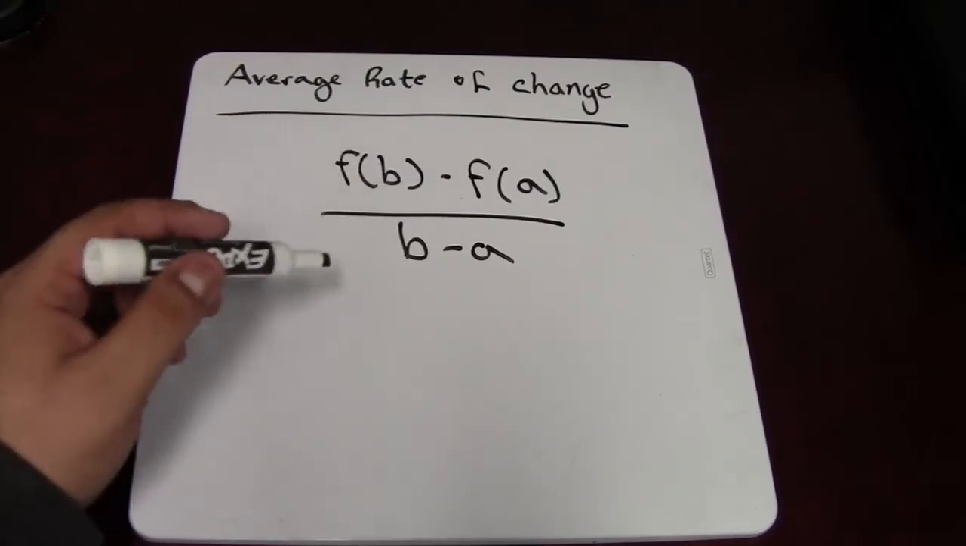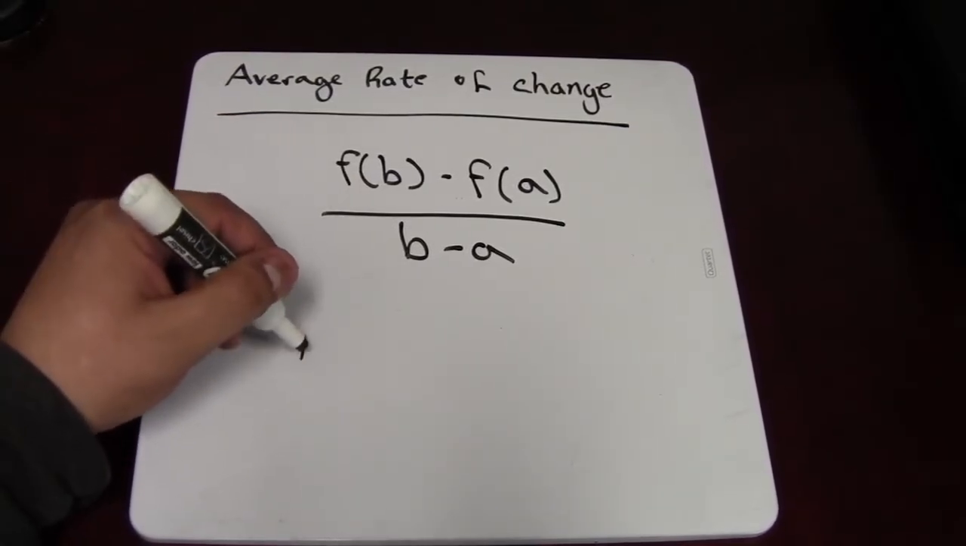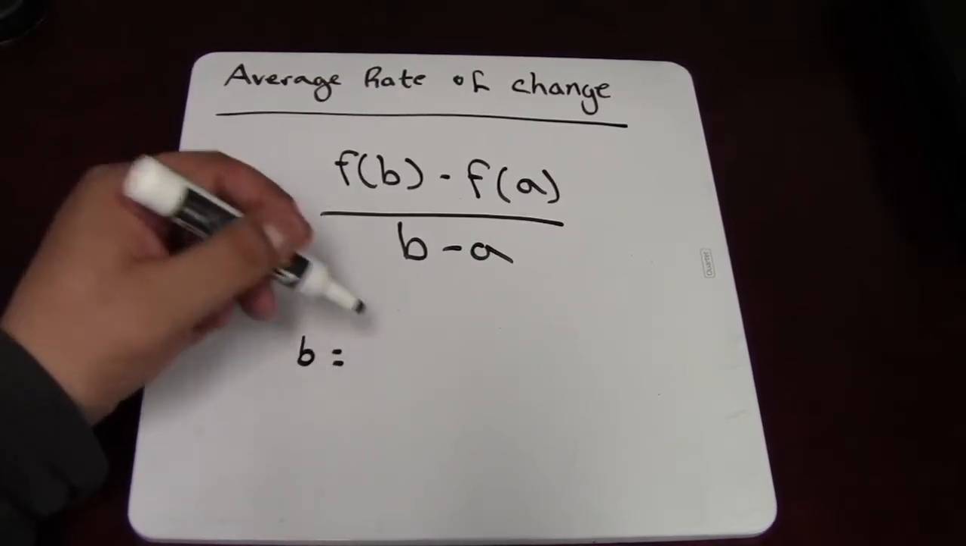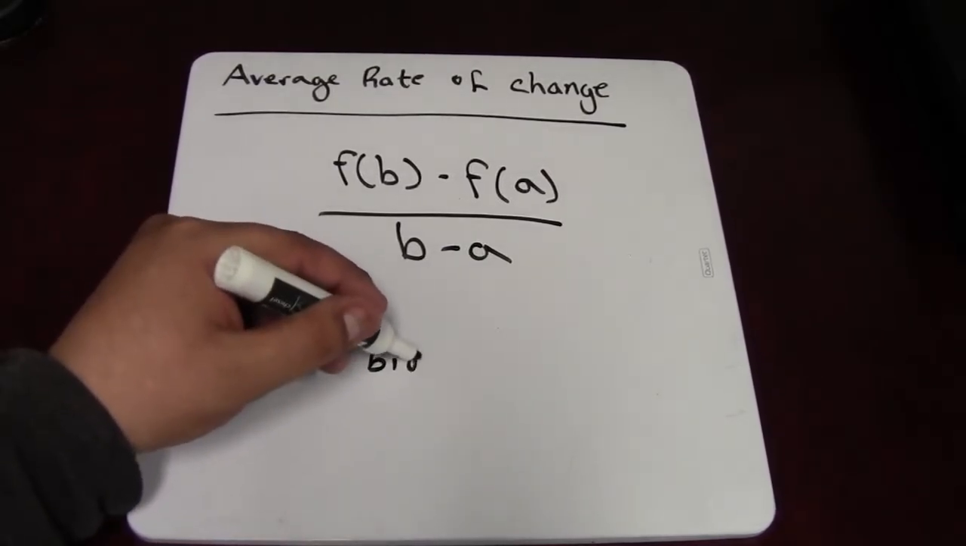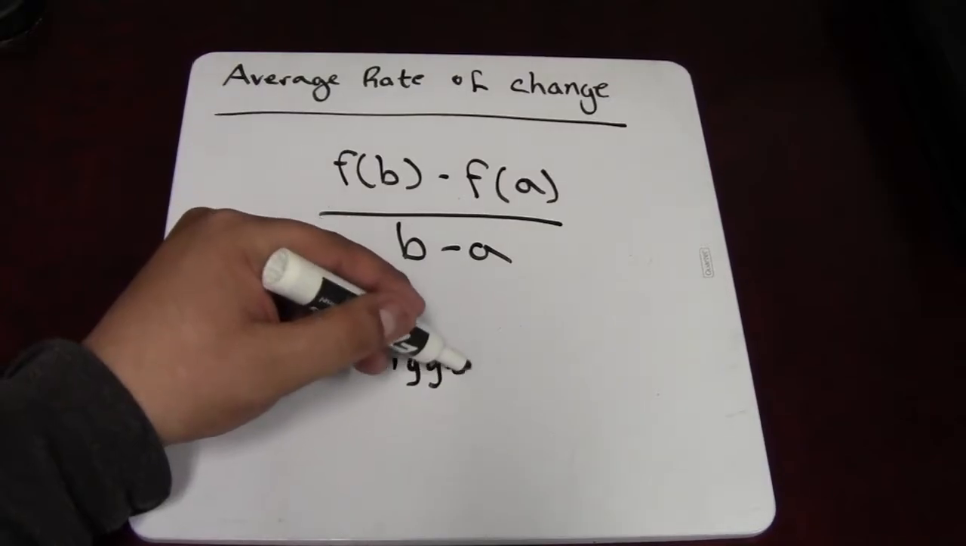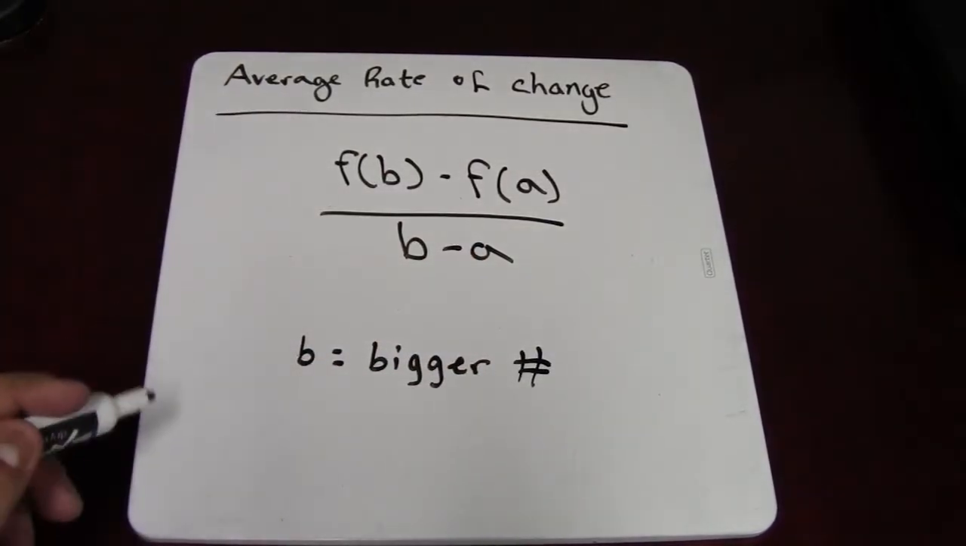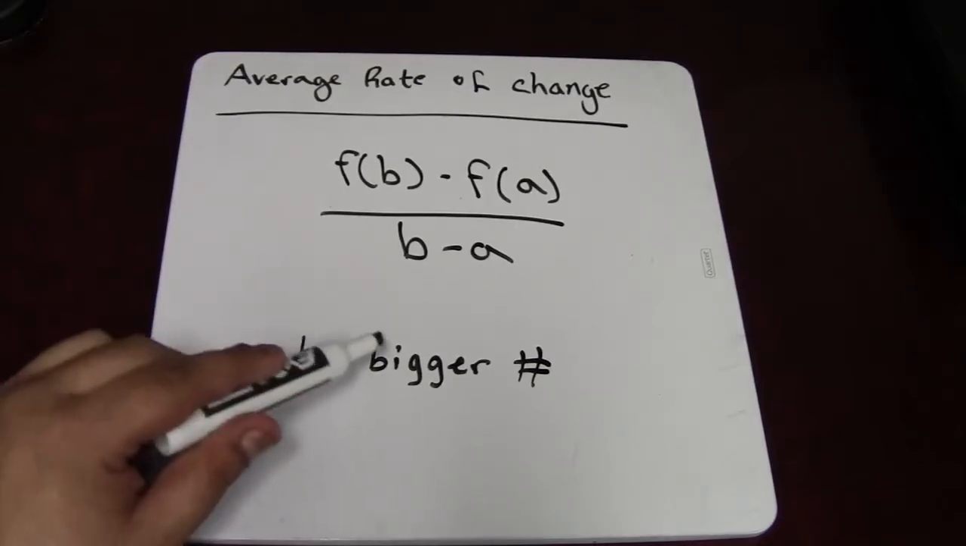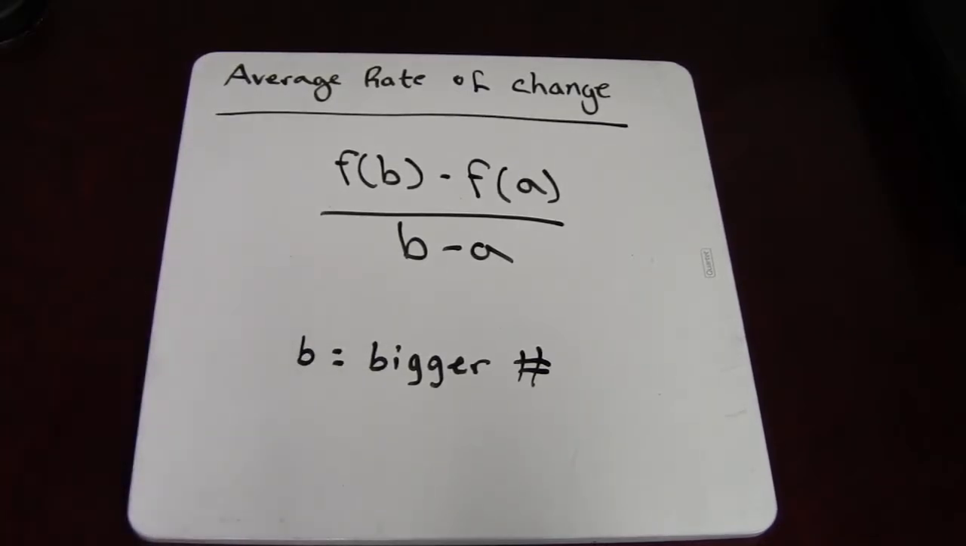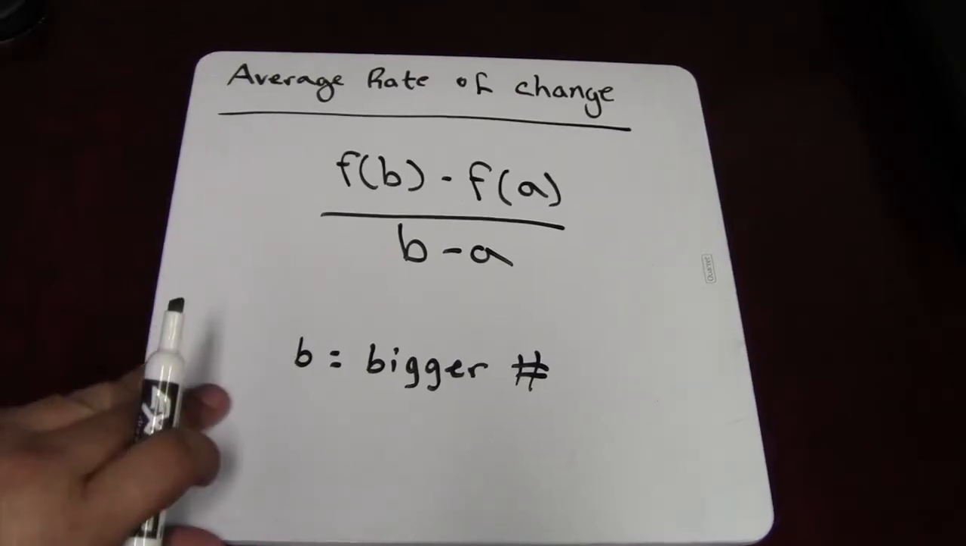Now typically what I do here is I let b stand for bigger number. This is how I remember it. It's just by habit I do it this way. So b is equal to the bigger number. Let's take a look at an example here so that we can further understand this.